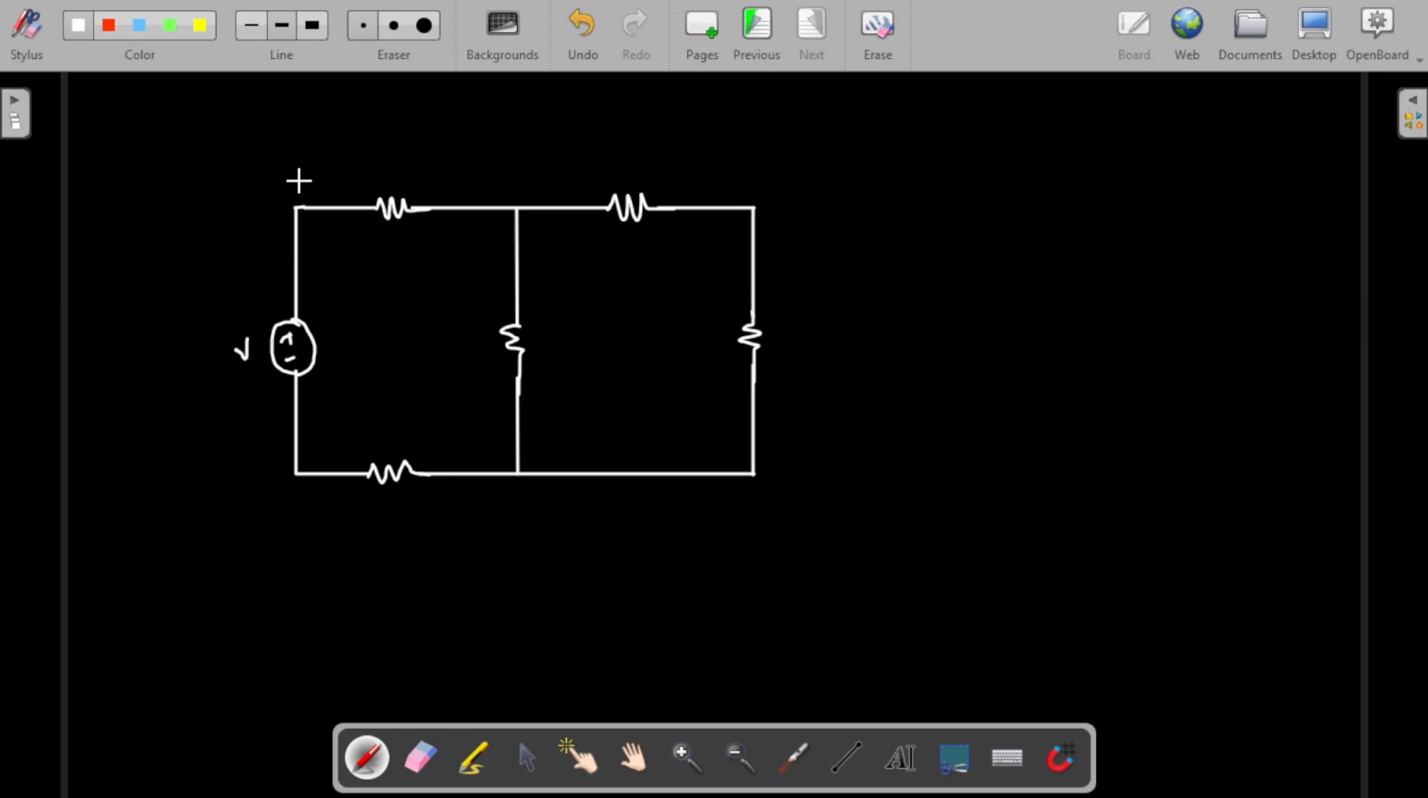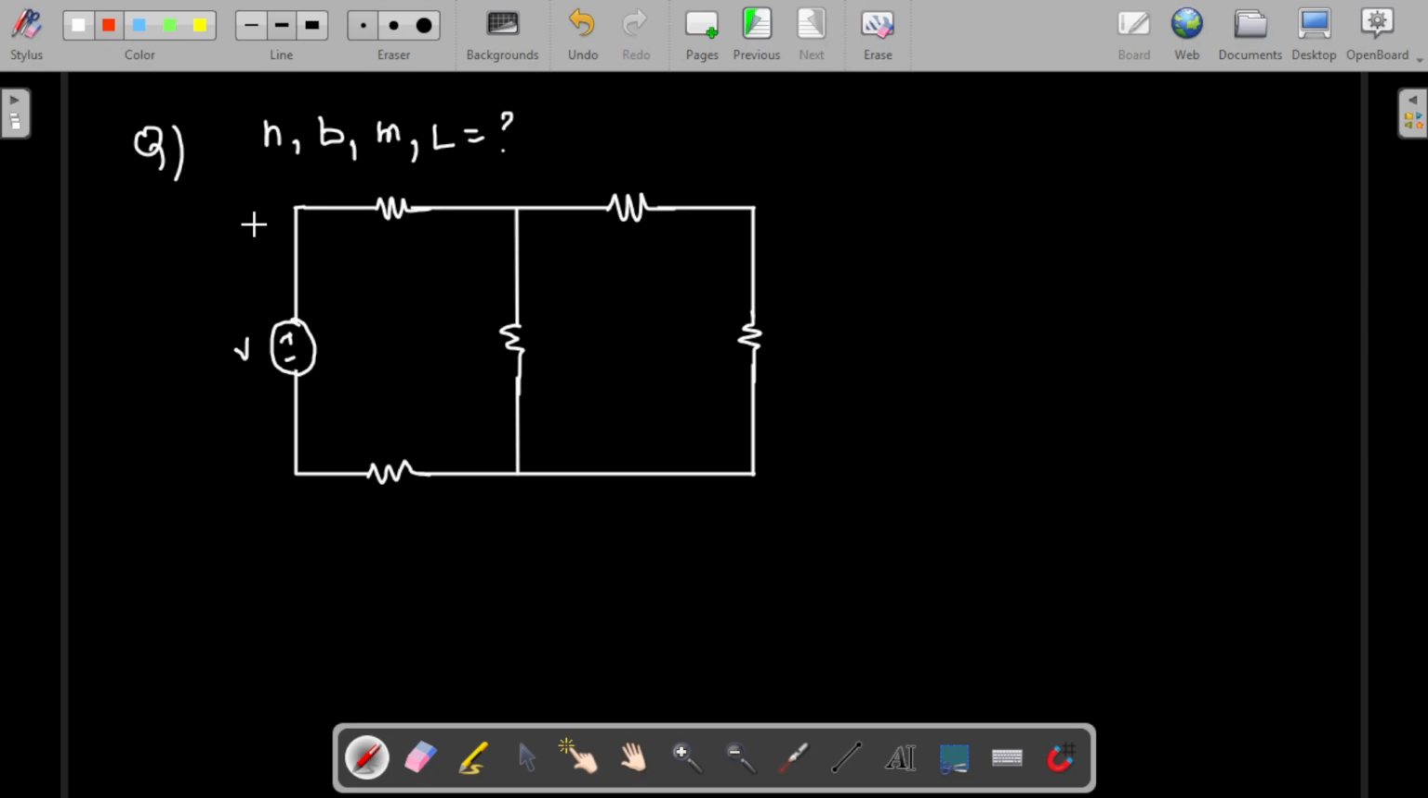Now we are going to find out the number of nodes, number of branches, number of meshes, and number of loops. That is the question. This is a very simple case. Please pause the video and try it yourselves. This will be very simple because I already explained the concept. So let me solve this now.